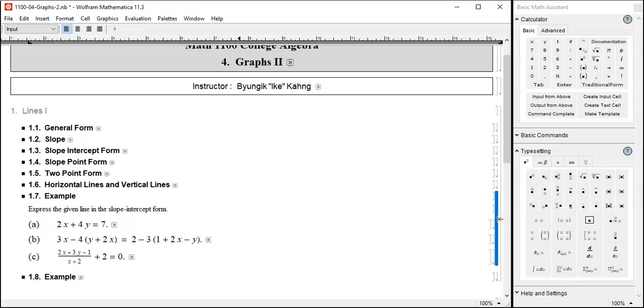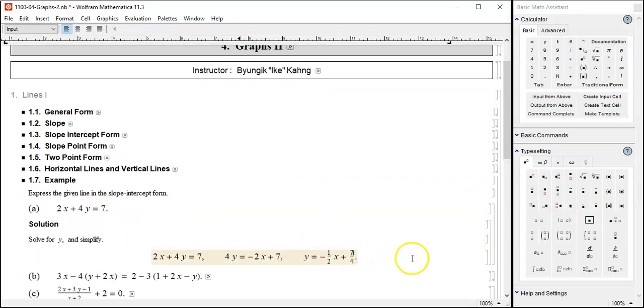First problem, find the slope-intercept equation, and that's really easy. All I have to do is solve for y. And here we go. Flip this 2x to the other side, and then divide by 4, and there you go. Any question here?